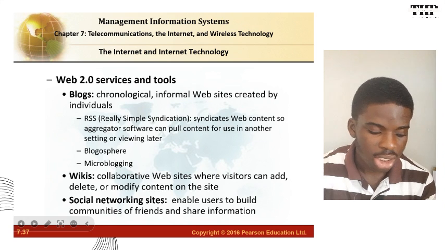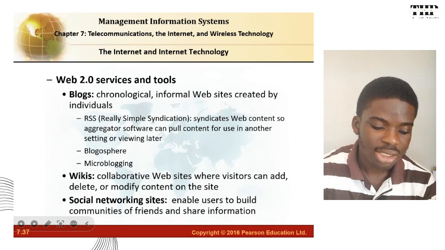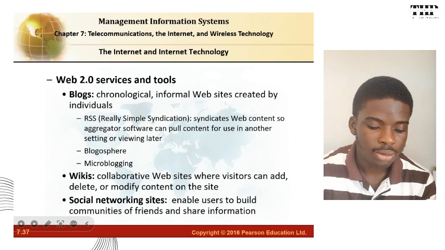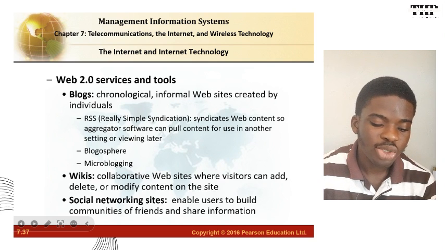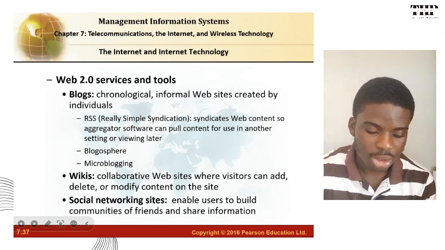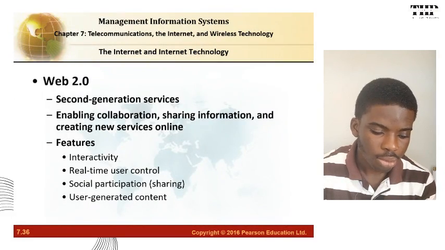And there are wikis, for collaboration. A wiki is a collaborative website where visitors can add, delete, or modify content on the site. Then social networking sites. They enable users to build communities of friends and share information. So these are all the services and tools that Web 2.0 has.